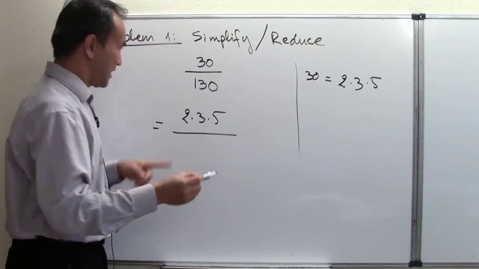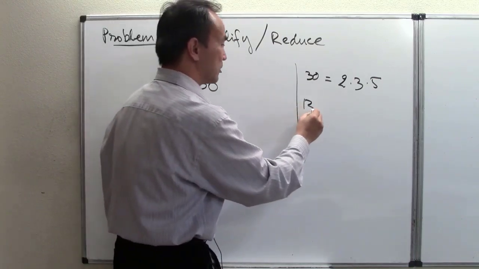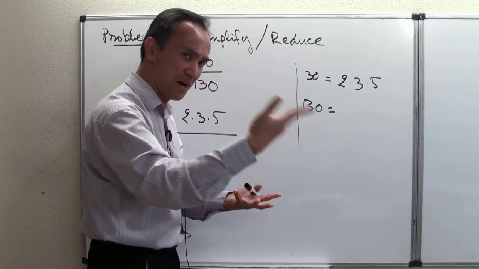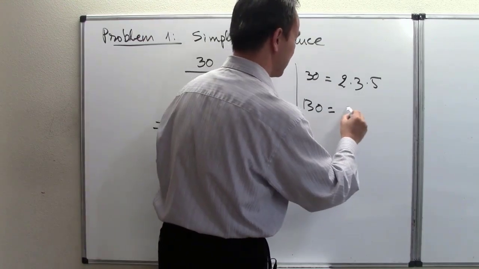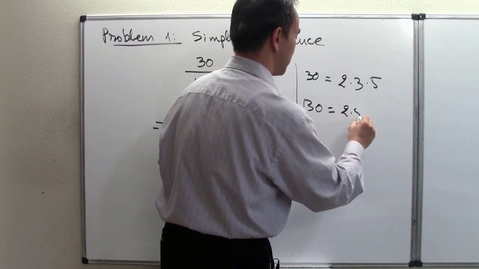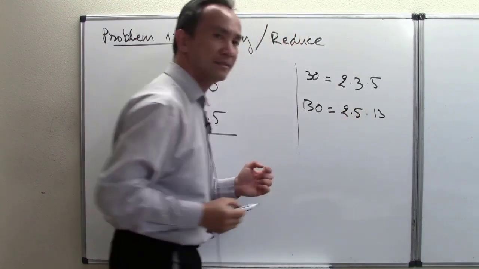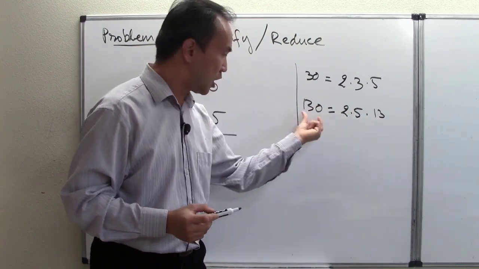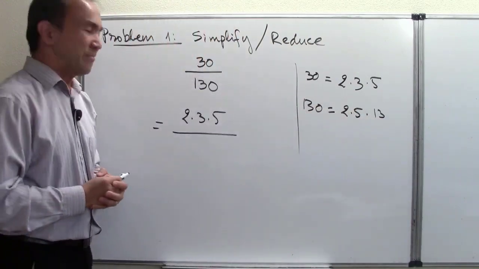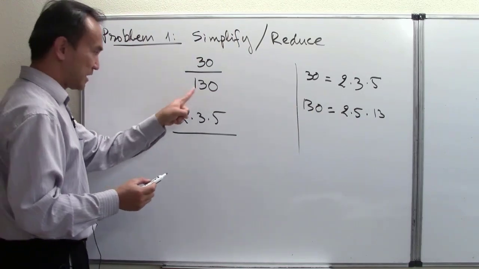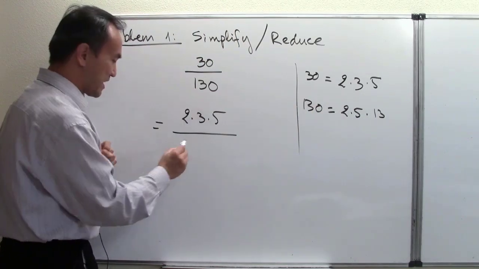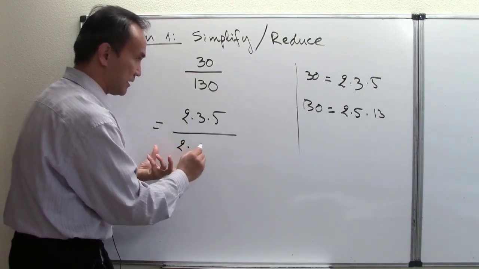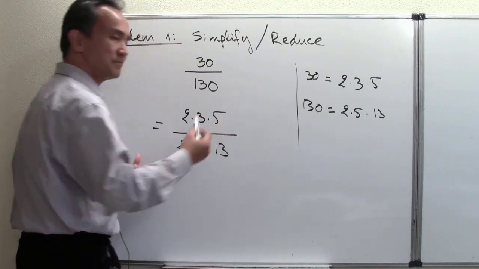All right. And the same thing I'm going to do with 130. So 130 as a product of prime factors. I've been mentioning it, prime factors. It's going to be 2 times 5 times 13. 13 is a prime number. And these are all prime factors that go into 130. And so now the denominator, being 130, instead of writing 130, I am going to write it as a product of its prime factors. So 2 and 5 and 13.